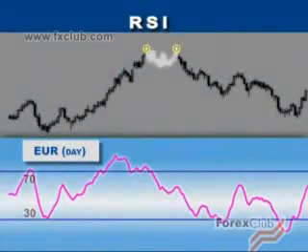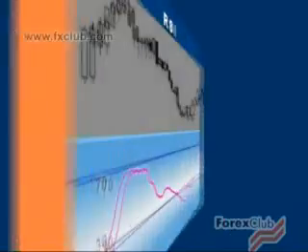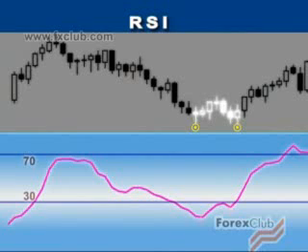A double top has formed on the daily chart of the euro, and RSI indicates two falling highs. It's a divergence and it's a strong one. Here we can see a double bottom on the price chart. RSI has formed two troughs and the last one is higher than the previous. Divergence again.